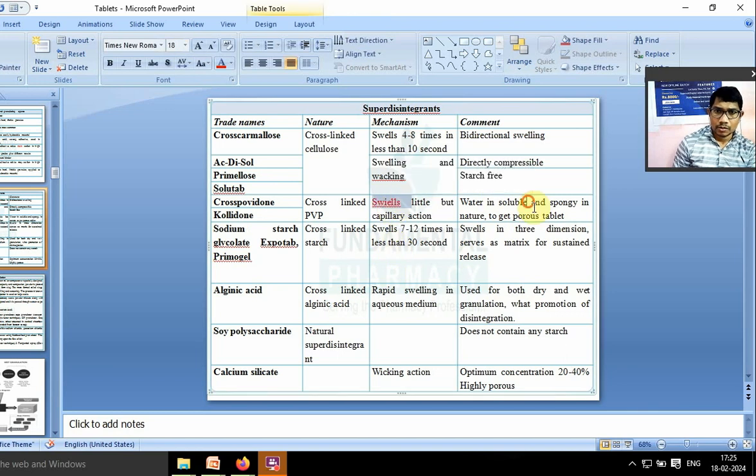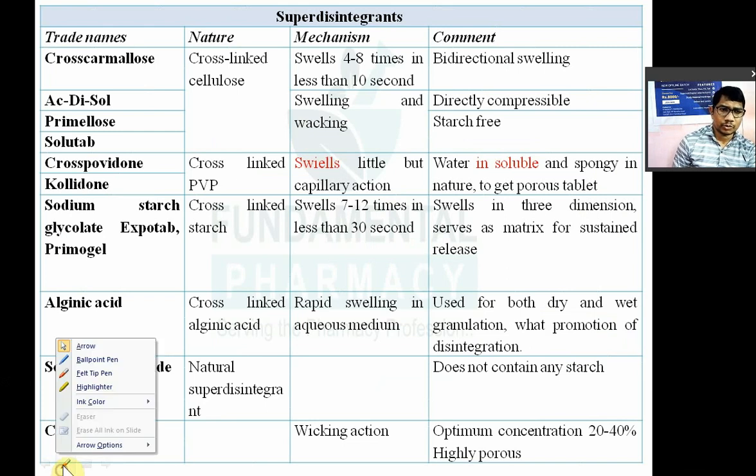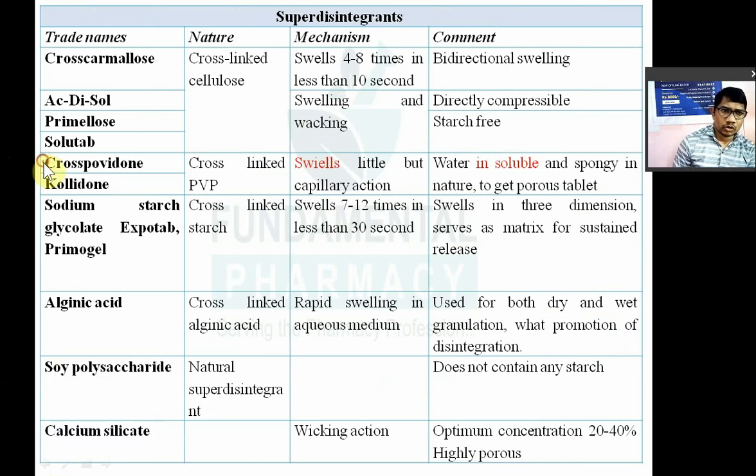Important है. सुपर डिसइंटीग्रेंट, बहुत बार क्वेश्चन आ चुका है इसके ऊपर. अगेन नेक्स्ट वन इज नथिंग बट द कॉलिडोन. कॉलिडोन क्या है? क्रॉस पोविडोन का ही भाई है ना. क्रॉस पोविडोन, क्रॉस लिंक्ड पॉलीविनाइल पायरोलिडोन. और कॉलिडोन क्या है? इसका ही ब्रदर है, उसका ट्रेड नेम कॉलिडोन.